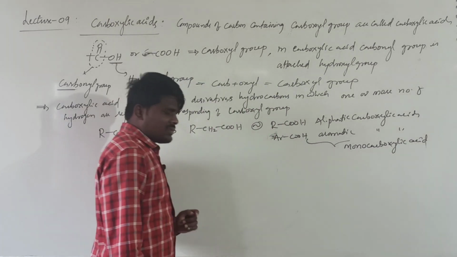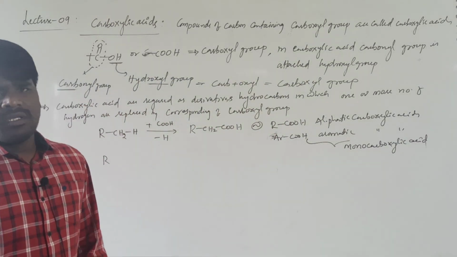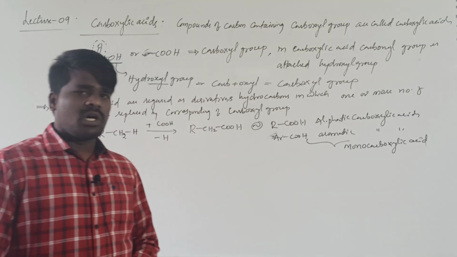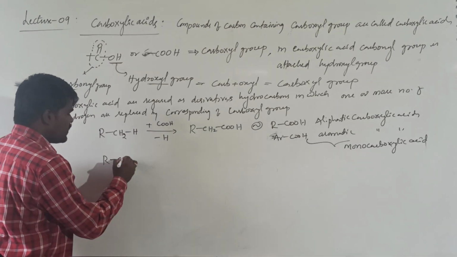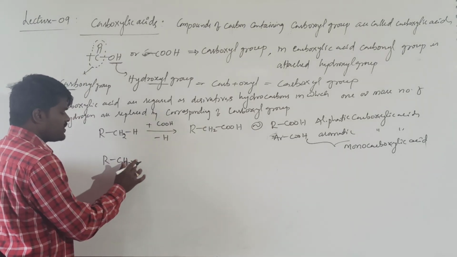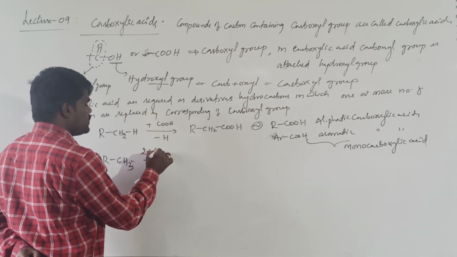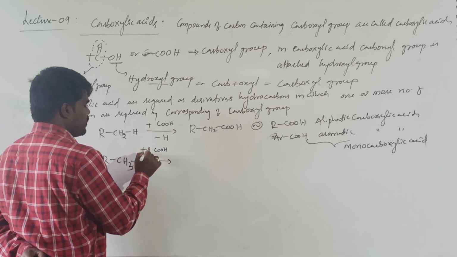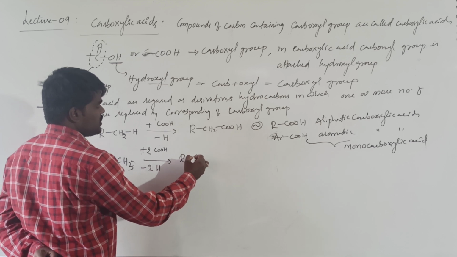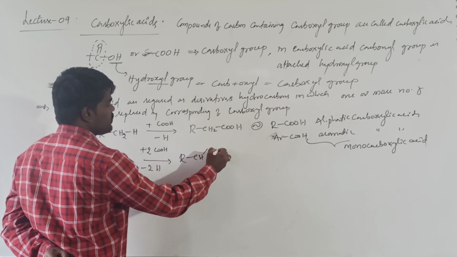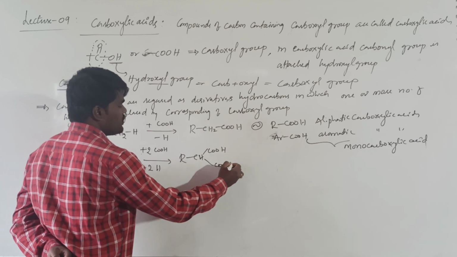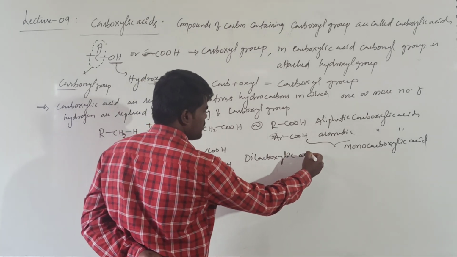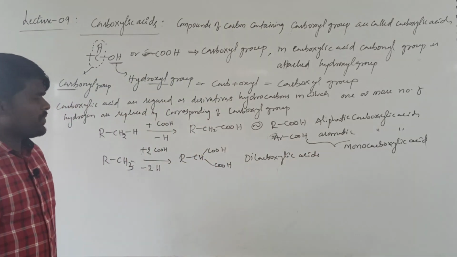These carboxylic acids are classified into several types based on the number of carboxyl groups present. If the molecule contains only one carboxyl group, we call them monocarboxylic acids. If they contain two, suppose you are replacing two hydrogens with two carboxyl groups, either at the same position or at different positions, we call it dicarboxylic acid. Based on the position, they are of different types. We are not going to that classification. So carboxylic acids can be anything.